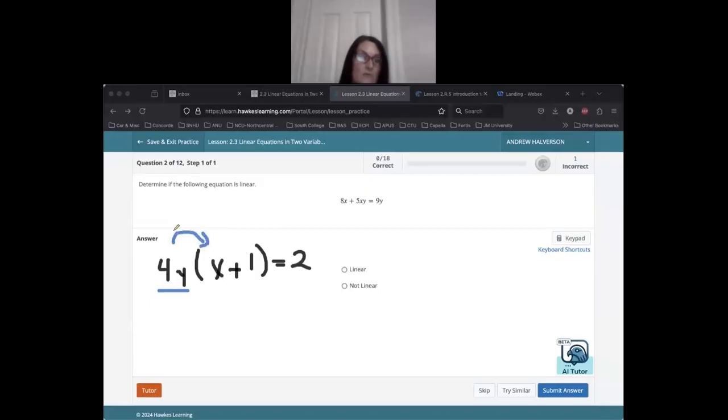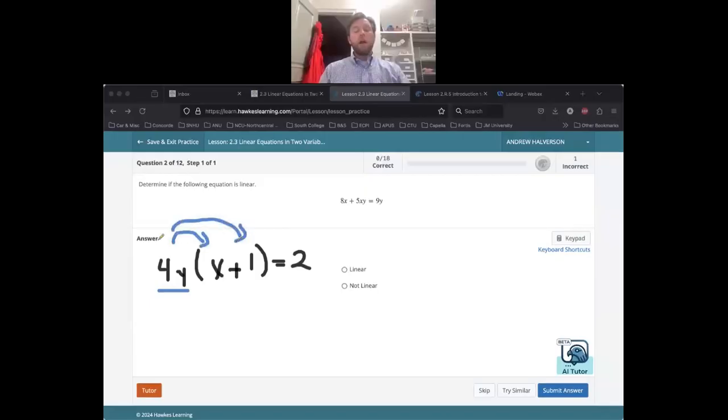Yeah, you want to clear out the parentheses. So we get 4xy plus 4y equals 2. It's the xy that kills it because they're multiplying each other. Okay, so that would also be not linear. One more.